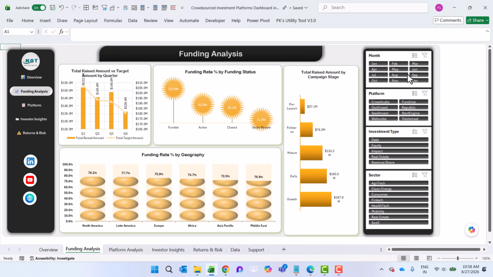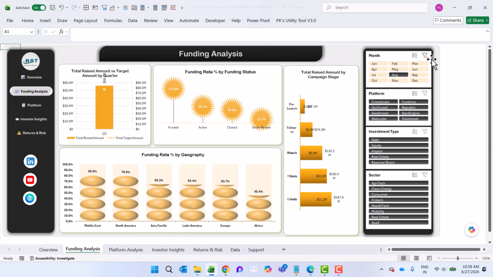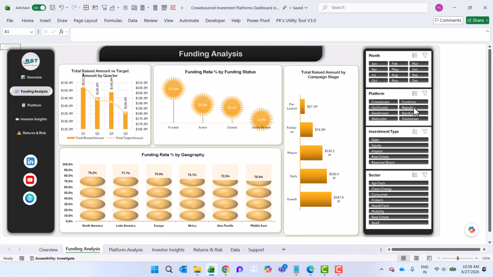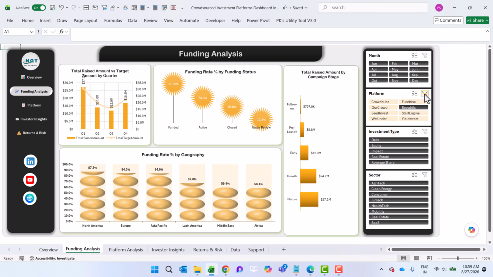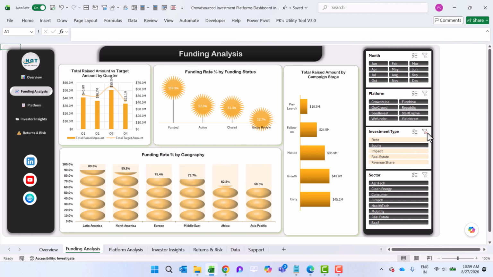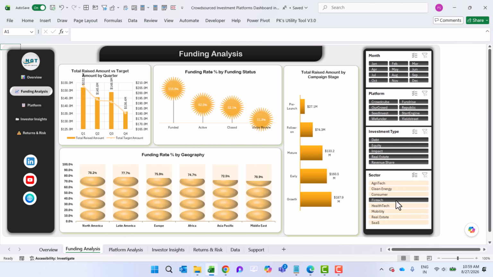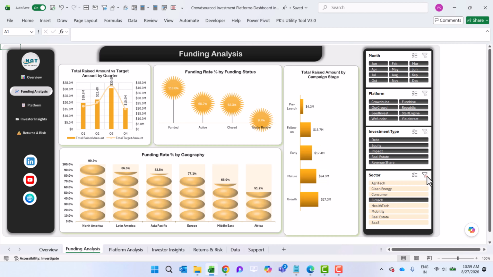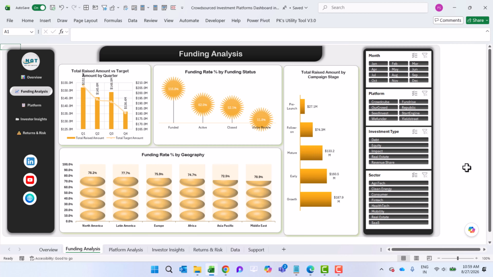Now let us move to funding analysis. This page is about how the money comes in. Total raised amount versus target amount by quarter shows whether campaigns are keeping pace with what they set out to raise through the year. Next to it, funding rate by funding status tells you how the funded, active, and closed campaigns compare. Then total raised amount by campaign stage, so you can see where the money lands from pre-launch through to growth. And funding rate percent by geography, which shows which regions convert best.